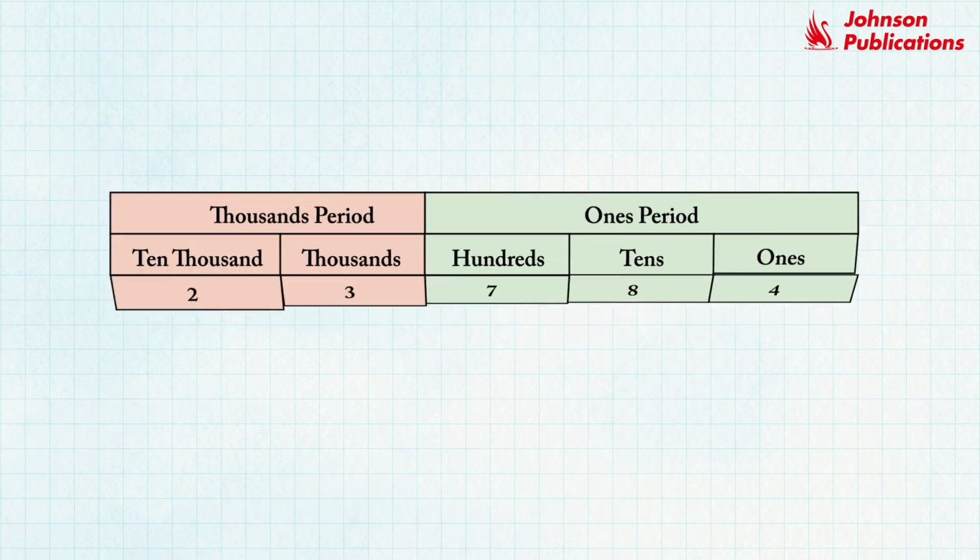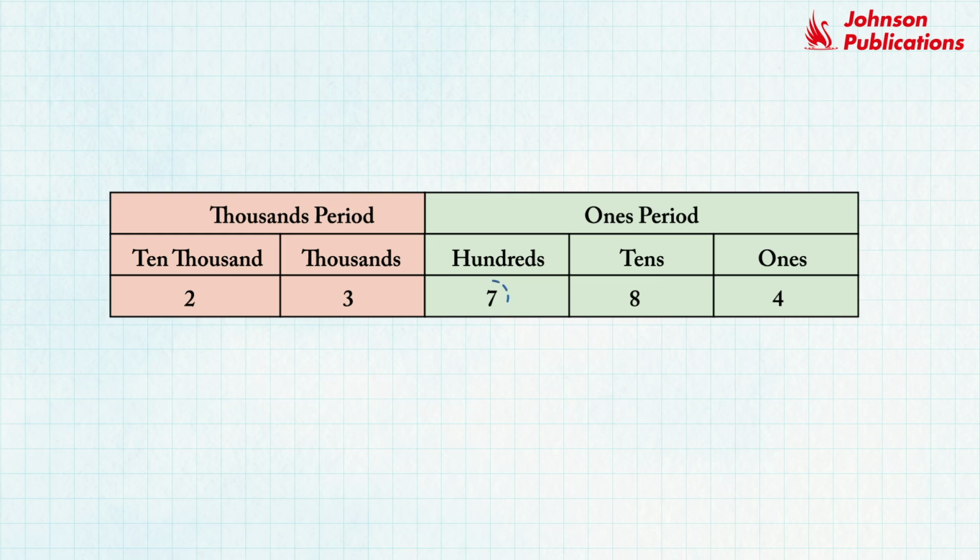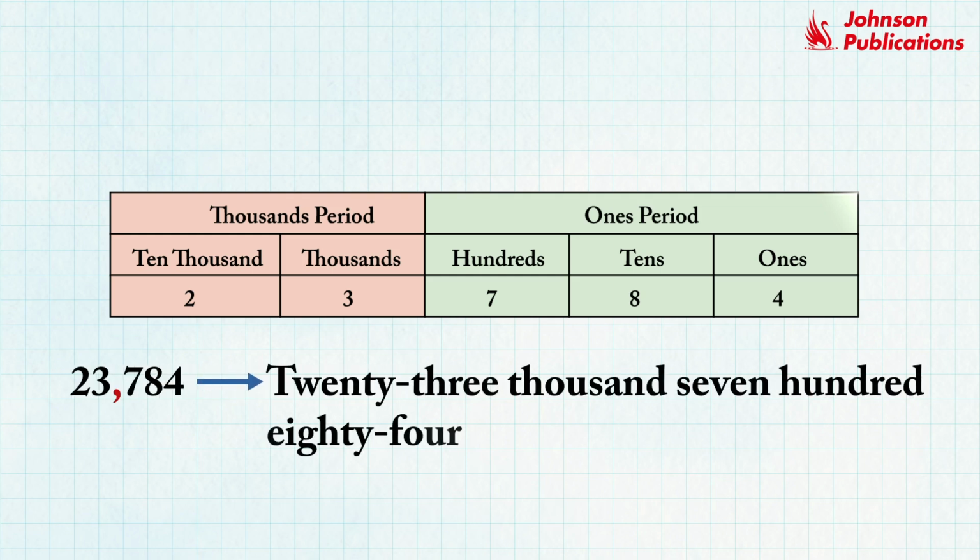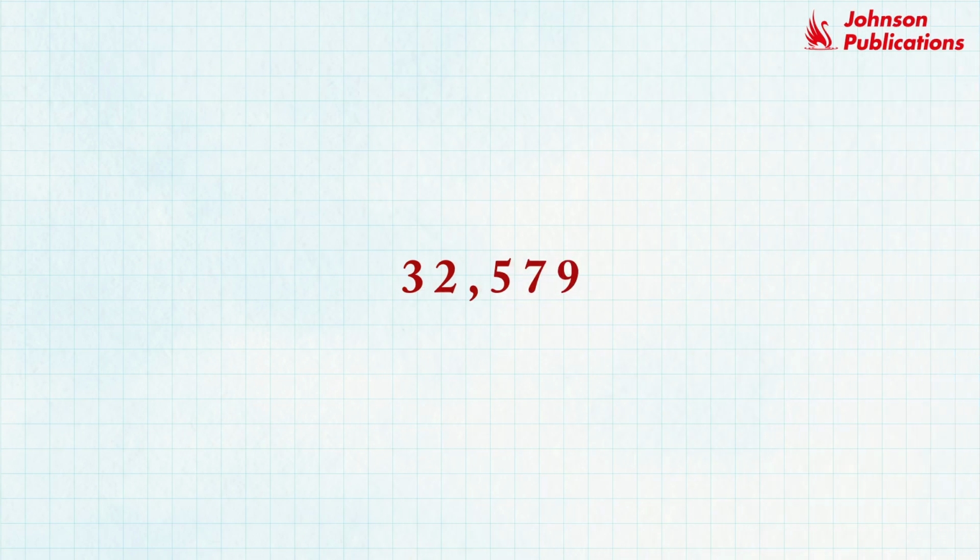We know that the place value of a digit in a number is determined by its position in the place value chart. The place value chart is divided into groups of places called periods. We separate these periods by using commas. Look at the number placed in the place value chart. We put the comma here to read the number as 23,784. Let us place this number in the place value chart.